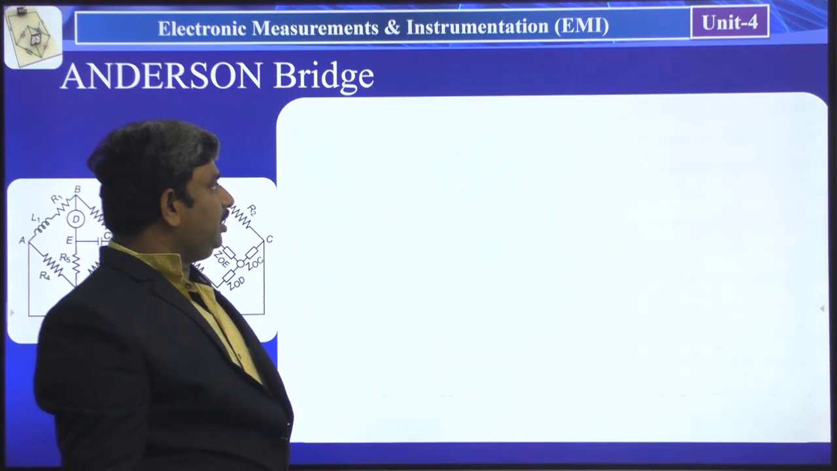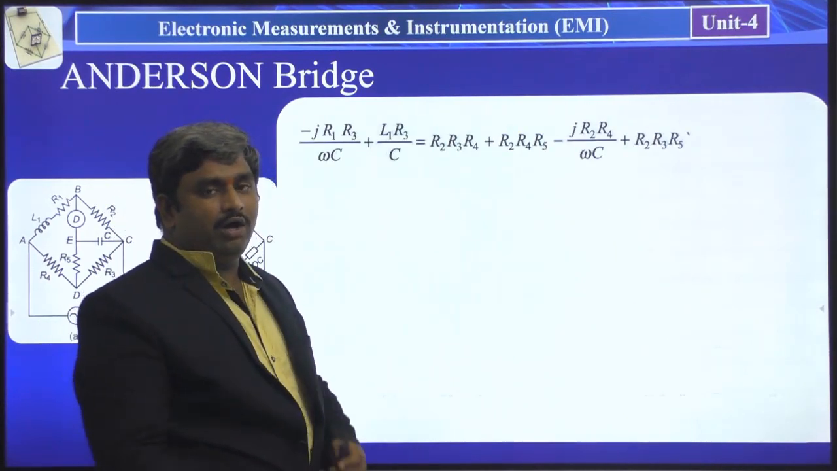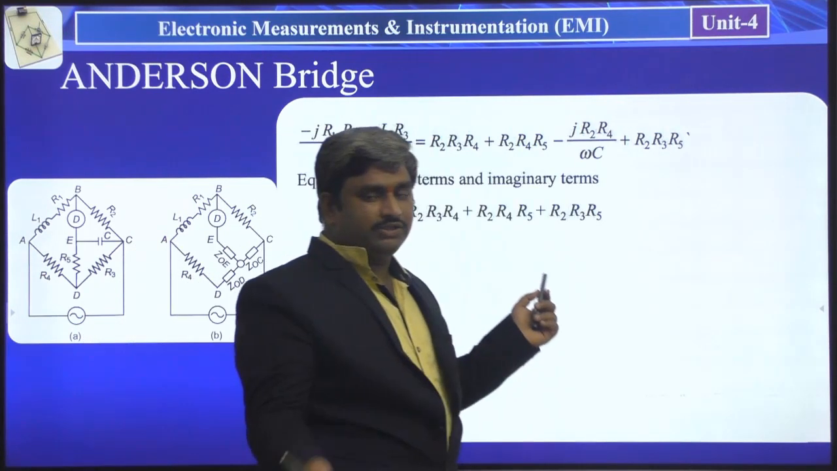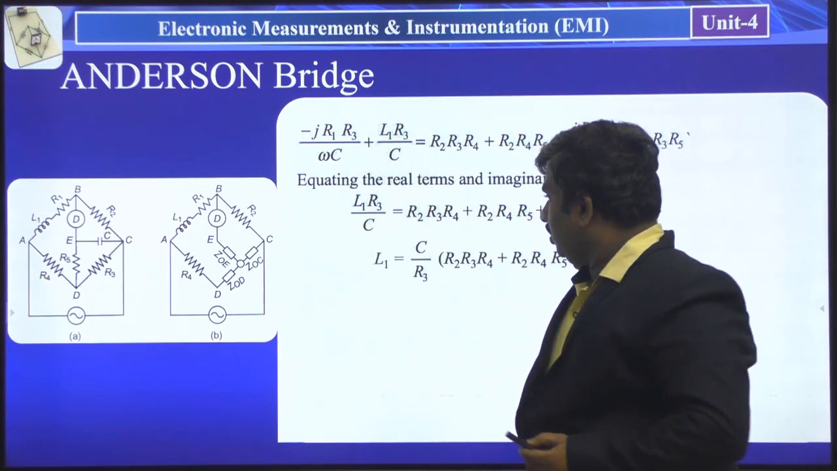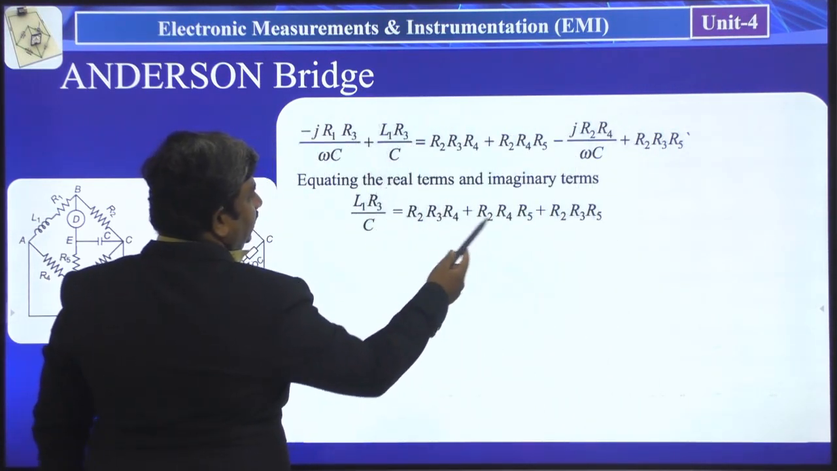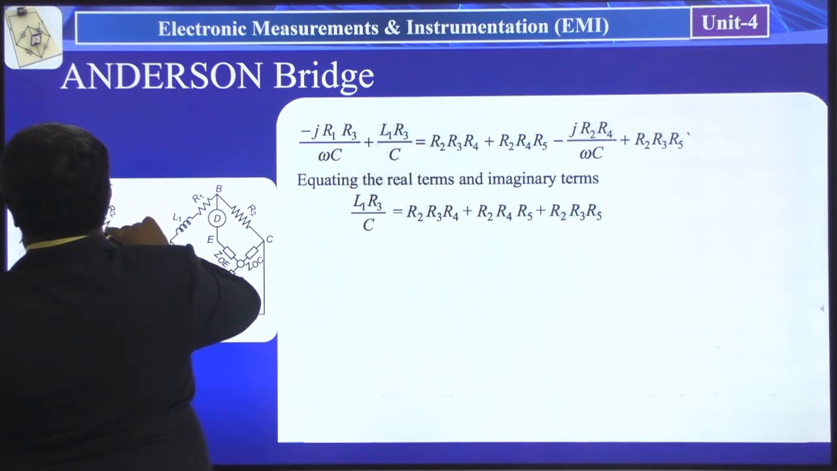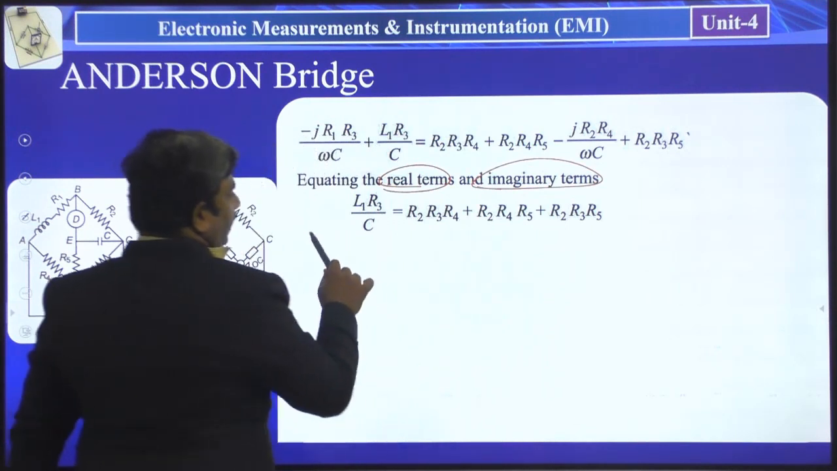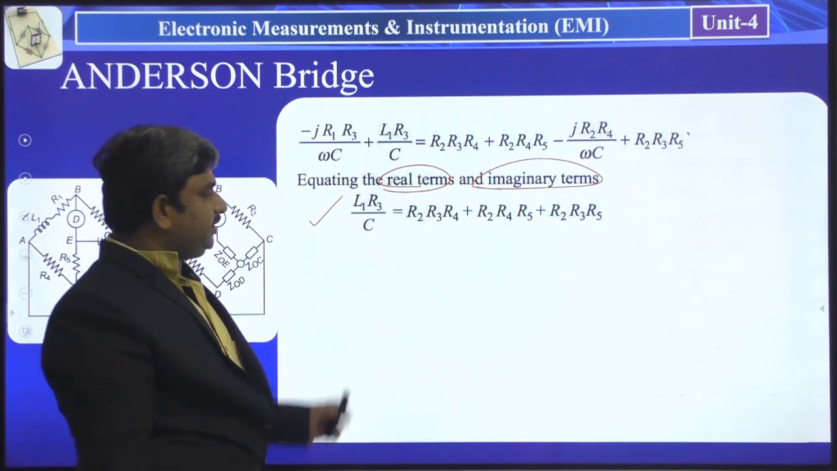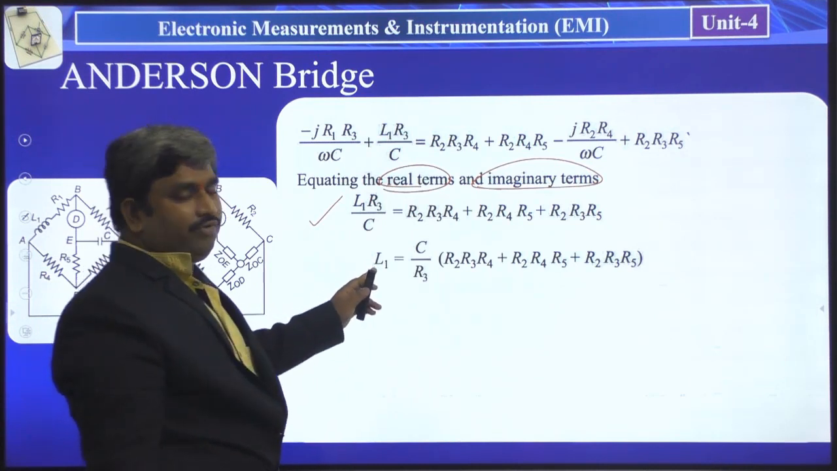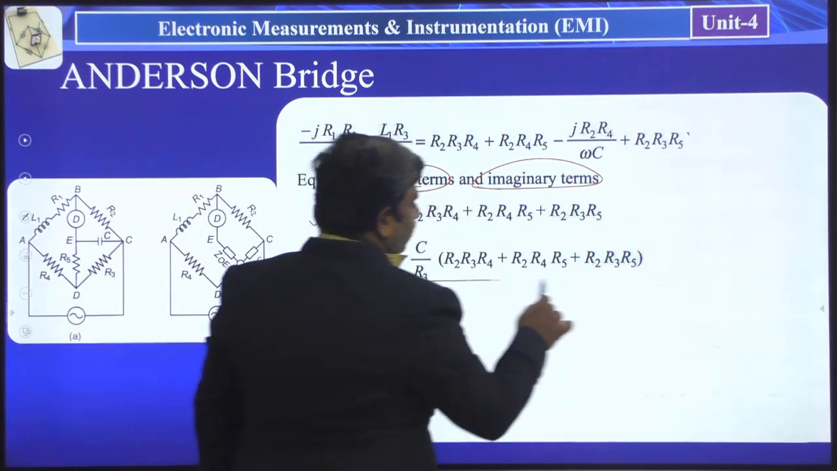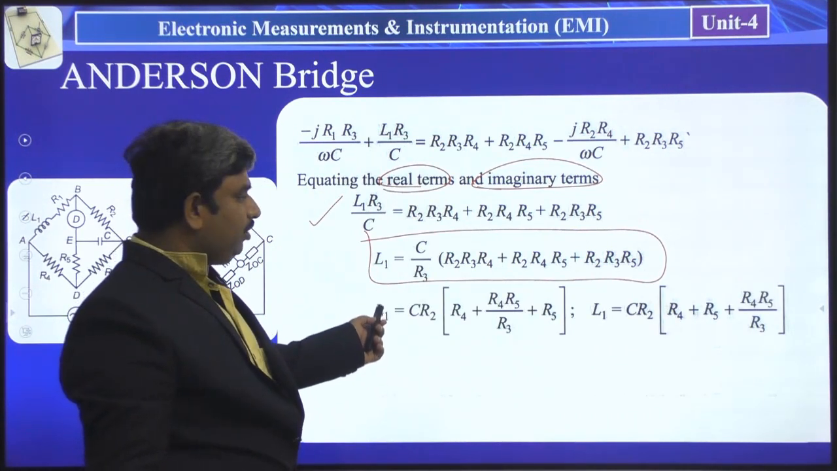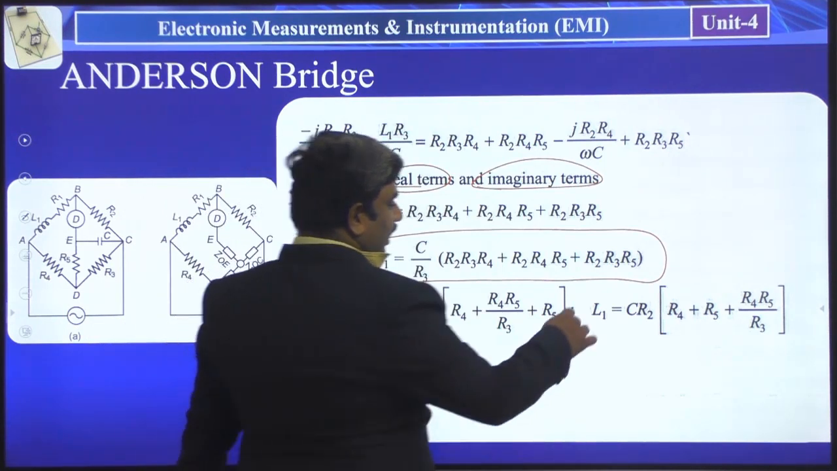So from this expression, let us see the final values we have to measure. So this expression I am separating into the real and imaginary parts separately. Right. See here. Equating the real terms and imaginary terms, I got the first condition. L1 R3 by C is equal to one expression, and from this expression I am finding this L1 value. After simplifying this expression, finally I got like this.